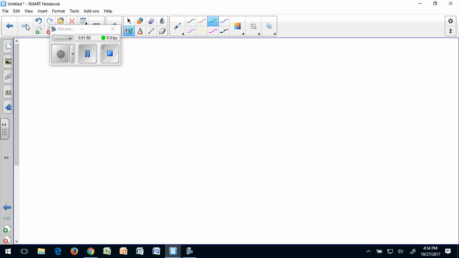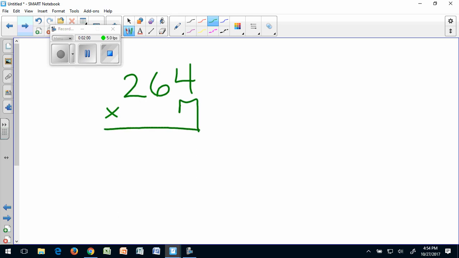This is the same for 3-digit numbers. If I had the number 264 times 7, I would use the same regrouping strategy for each place. So I would do my ones times my ones. 7 times 4 is 28. I would put my 8 in the ones place and carry my 2 into the tens place.